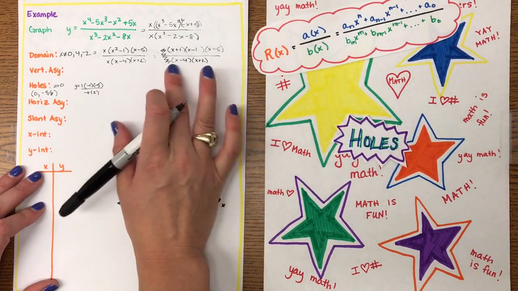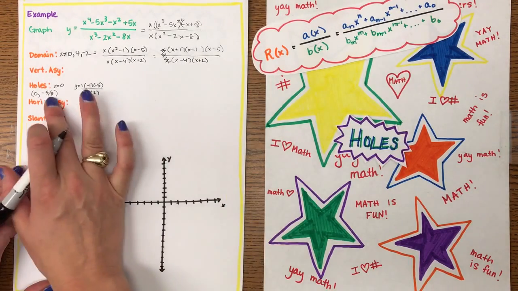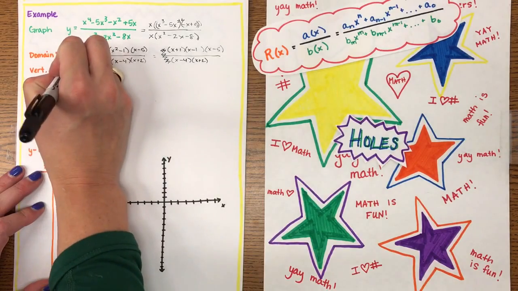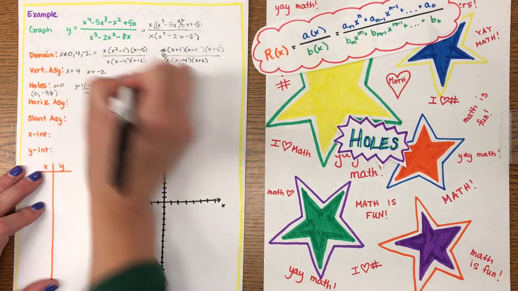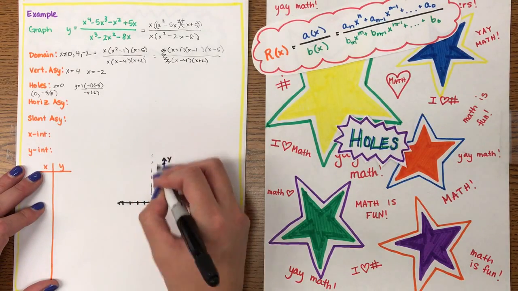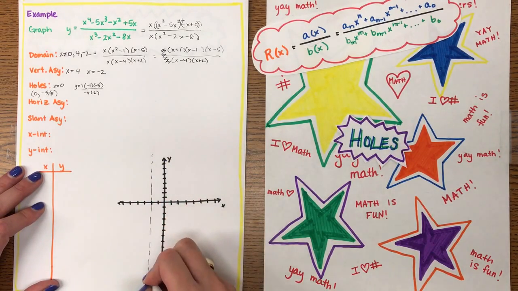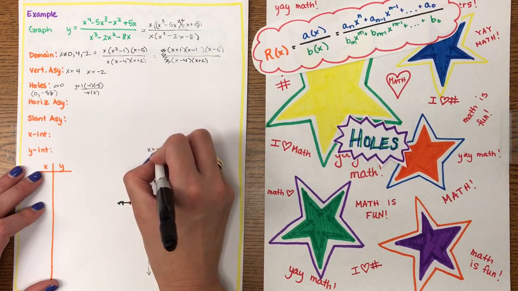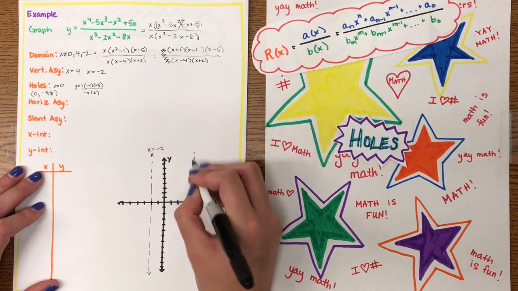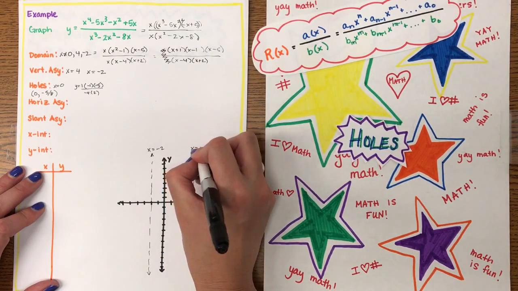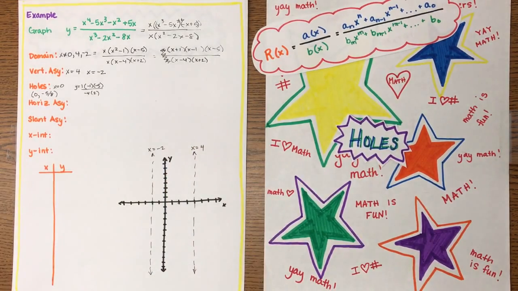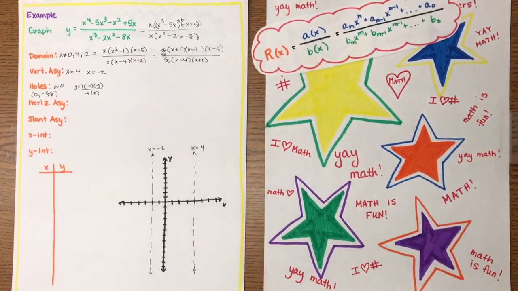The other two domain restrictions that did not cancel out and become a hole are going to be vertical asymptotes. So this graph will have an asymptote at x equals 4 and x equals negative 2. I'm going to go ahead and graph those on my graphing space. So now I am done with my vertical asymptotes and holes.